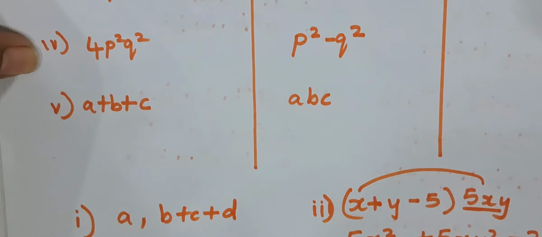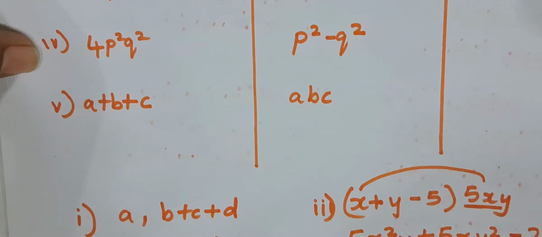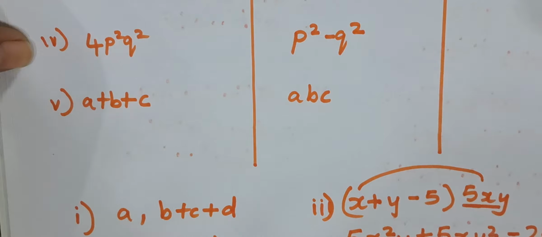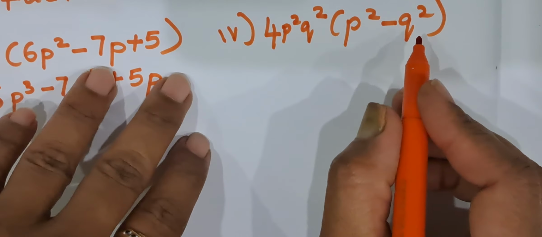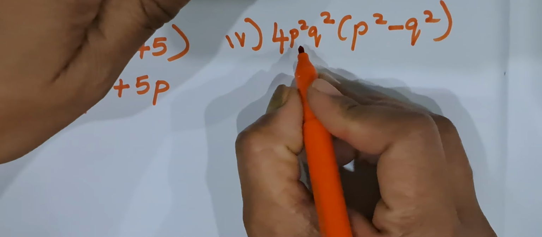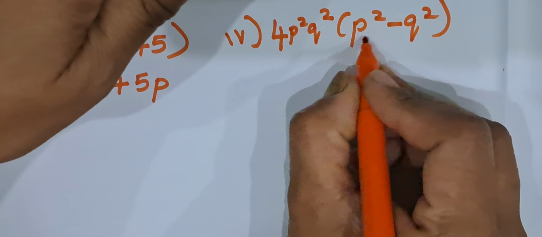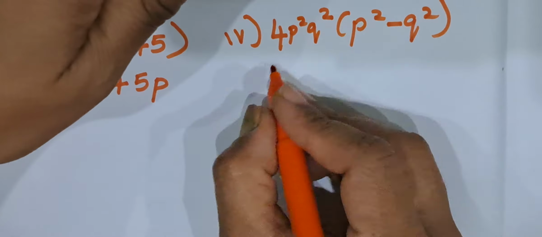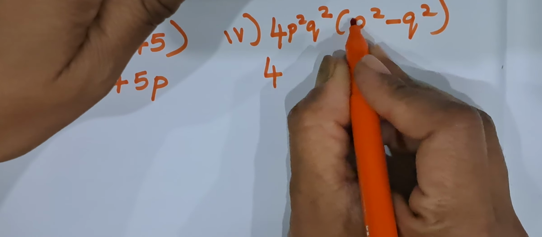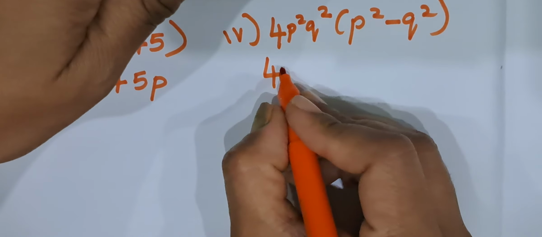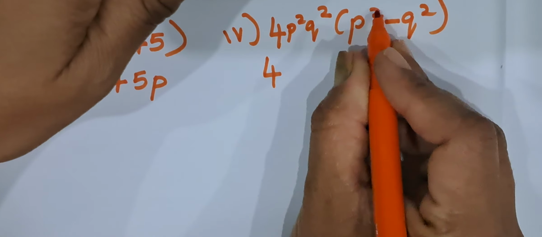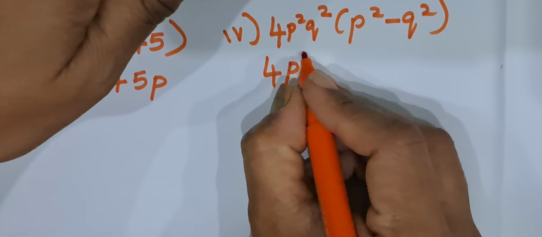It is 4p square q square getting multiplied with p square minus q square. I have written it down here. So we have to multiply 4p square q square with p square first. So 4 into 1. P square means it is 1p square. 4 into 1 is 4. P square into p square becomes p to the power 4.